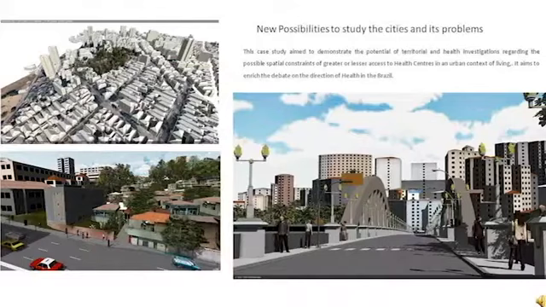This case study was animated to demonstrate the potential of territorial analysis in health investigations, the constraints of greater or lesser accessibility to health centers, and, in a new context of living, it aims to enrich the debates in the direction of health in Brazil.